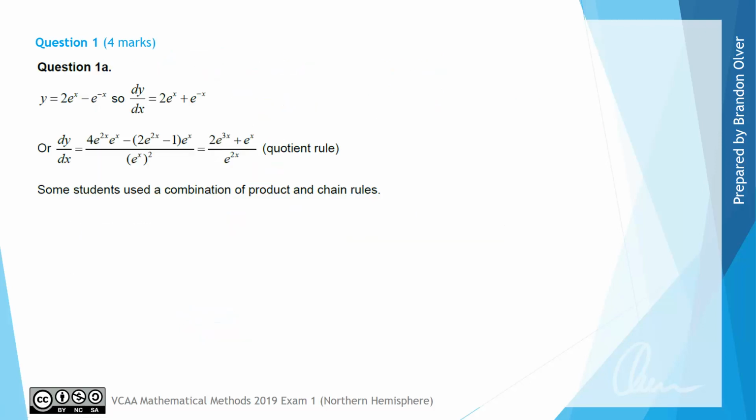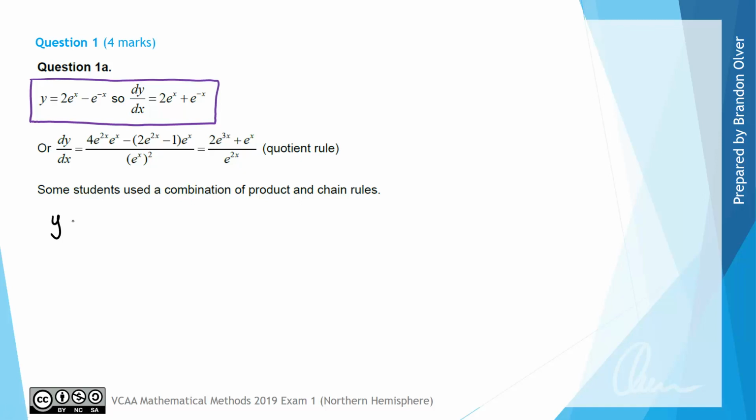You'll see from the examiner's report they only give you a short answer to this question, and it just says that some students used a combination of the product and chain rules to do this question. You'll also see that they've got a slightly alternative working that I'm highlighting here in the purple box. What they actually did is they simplified the fraction before calculating the derivative.